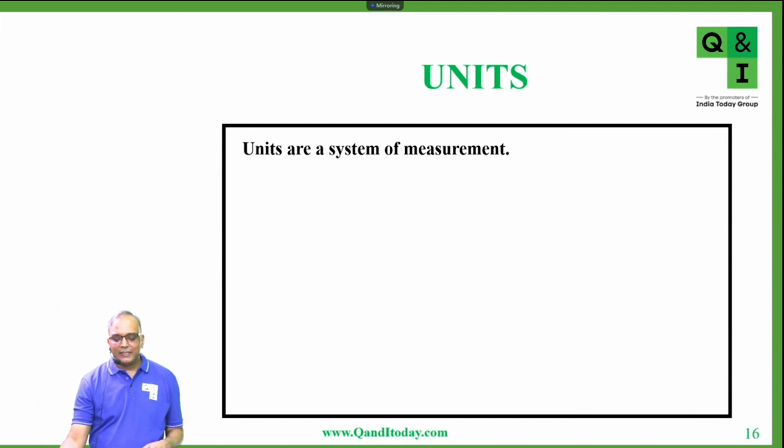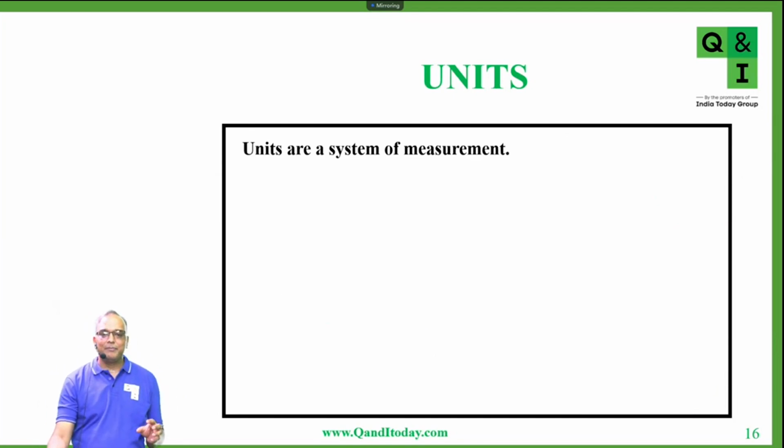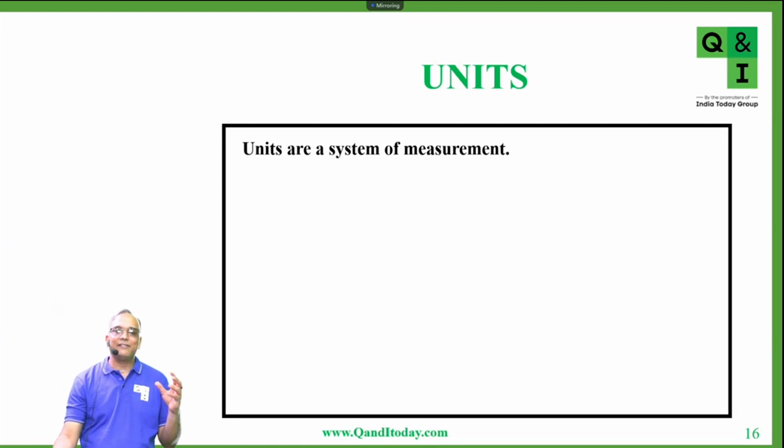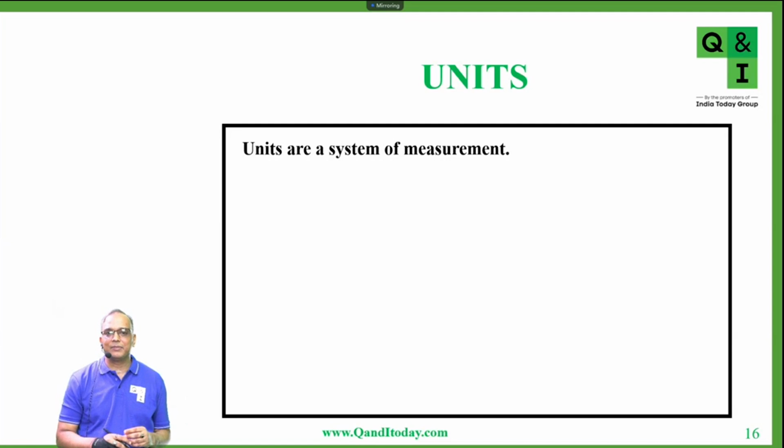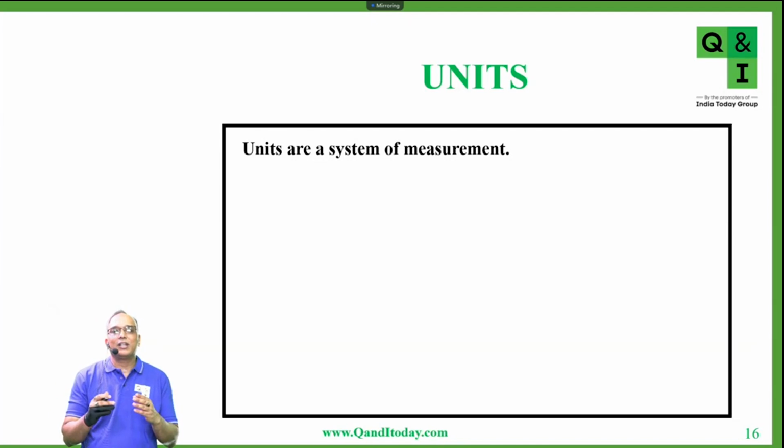Now units are a system of measurement. When you measure a quantity, you always have a unit against which you are measuring something. If you are measuring length, you will have a unit for that. For example, for length we use meter as standard unit. Similarly, for time we use seconds as standard unit. For different physical quantities, there are different units, right? Now, for length, we can have different units: meter, centimeter, kilometer, all of these can be used.